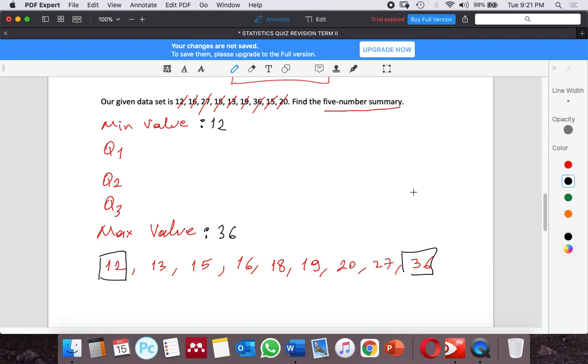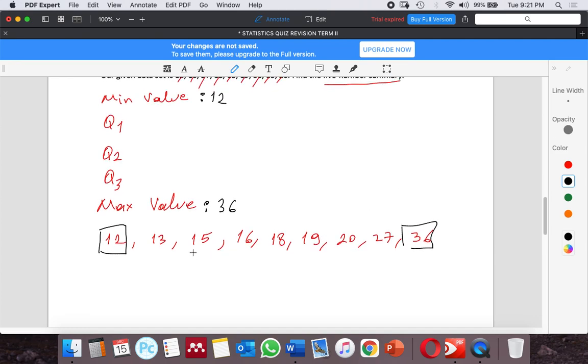To find this, if you remember, first of all, how many members are there? We said 1, 2, 3, 4, 5, 6, 7, 8, 9. 9 is an odd number, so (9 plus 1) over 2 is 10 over 2, which is 5. So the fifth position is the median, which is Q2.